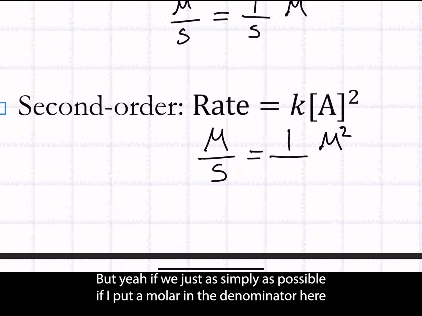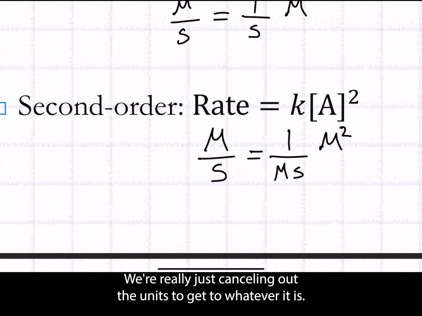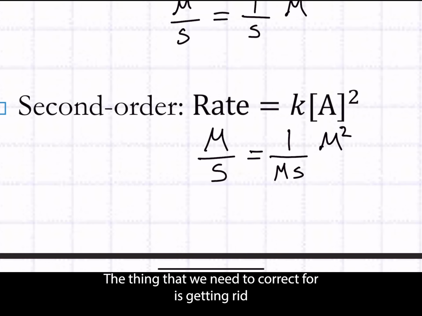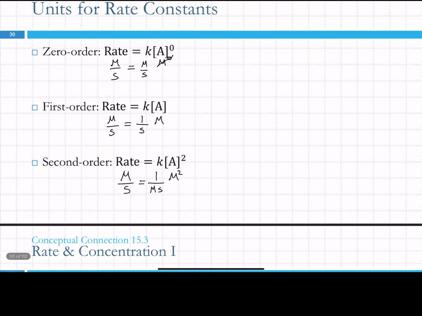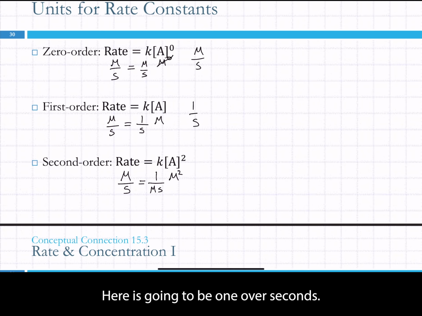But as simply as possible, if I put a molar in the denominator here and a seconds in the denominator, we're really just canceling out the units. The 1 over seconds is always present because the concentration is never going to have that. The thing we need to correct for is getting rid of extra units of molar. So just to reiterate, here's going to be molar per second, here's going to be 1 over seconds, and there's going to be 1 over molar seconds.